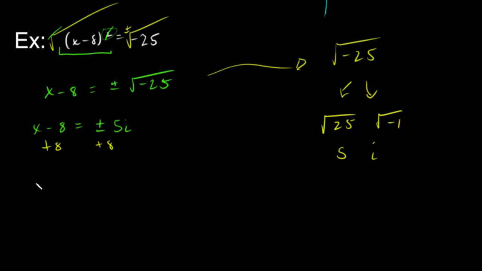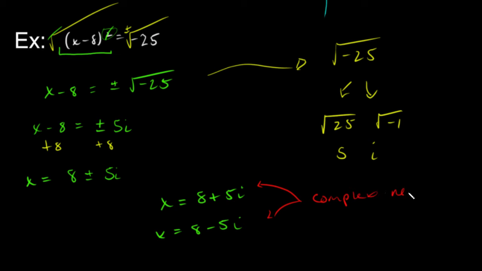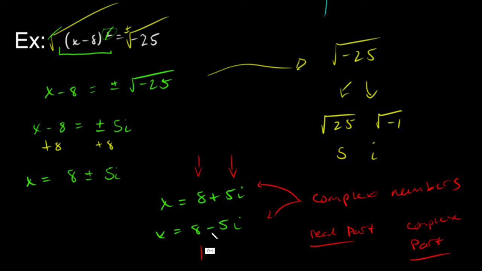So you're going to get x equals 8, so I'm putting the plus 8 at the beginning here, plus or minus 5i. And there's a reason I put the 8 at the beginning this time. It's because when I write my two solutions out, 8 plus 5i and 8 minus 5i, this is the regular way to see complex numbers, where you've got a real part and then your complex part. So you got your real part and complex part, real part and complex part, right? So that's why I've written it out this way.